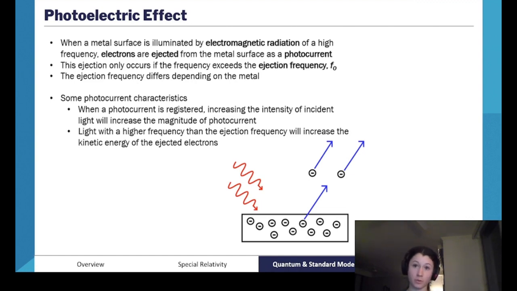And then, of course, before we have reached our ejection frequency, it does not matter how intense the light is, no electrons will be emitted if we haven't reached the ejection frequency or the threshold frequency. Right? And then down there we just have a visualization. So we have the red light going in and ejecting the electrons from the metal.